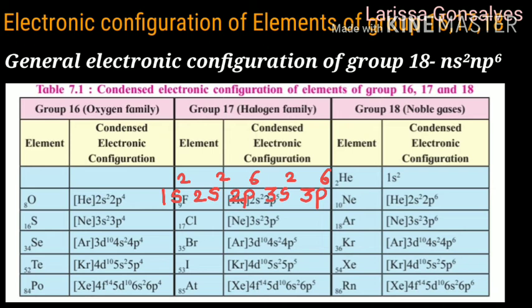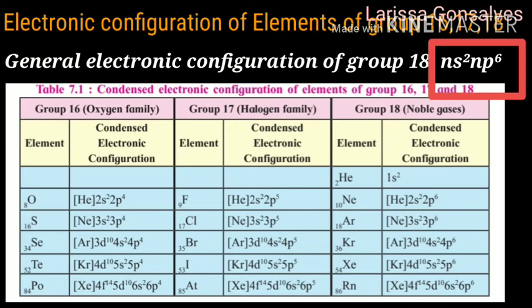Next example is of argon, which has 18 electrons and the electronic configuration is written as 1s2, 2s2, 2p6, 3s2, 3p6. Again, if you check the last two shells, that is 3s2 and 3p6, it has 2 and 6 electrons, which means the shells are completely filled with the maximum capacity of electrons. Hence the general electronic configuration is Ns2Np6.